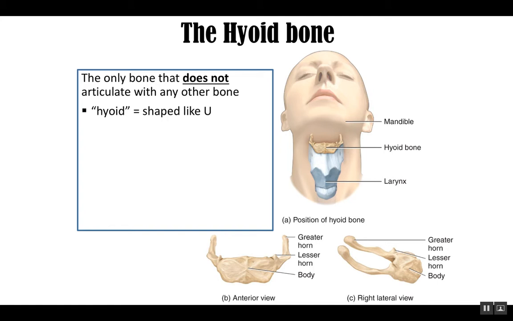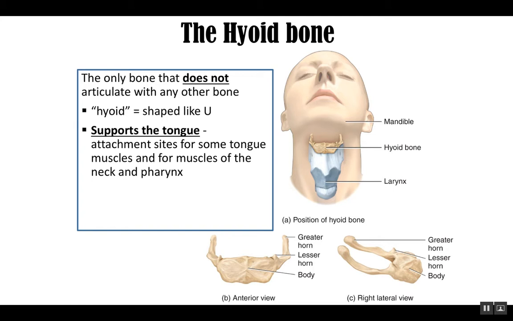The word hyoid comes from the shape of this bone. The bone is shaped like the letter U. So hyoid means U-shaped. It's a very unique bone. It helps support the tongue. So a lot of muscles that go into the tongue come from the hyoid bone. It also is an attachment site for muscles of the neck and muscles of your throat or pharynx.